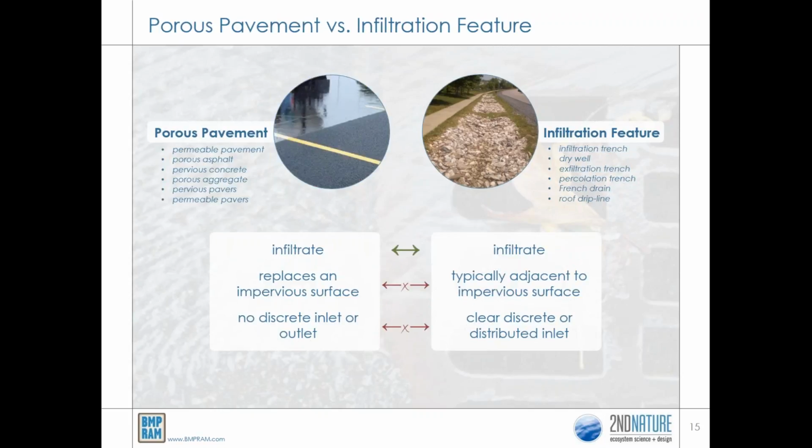Porous pavement versus infiltration features. These two BMP types were addressed together in the flowchart, but to review, an infiltration feature receives stormwater from an adjacent impervious surface, whereas porous pavement is a replacement for the impervious surface itself. Both BMPs infiltrate stormwater.